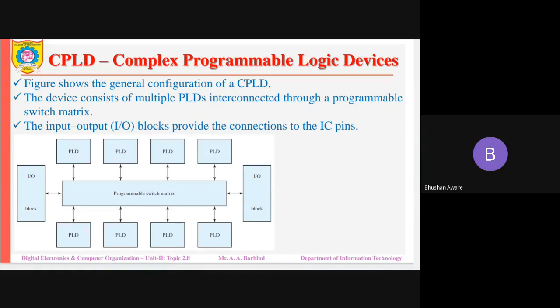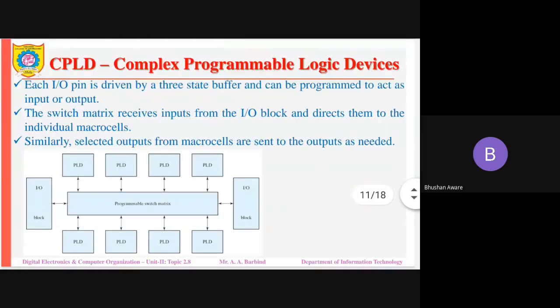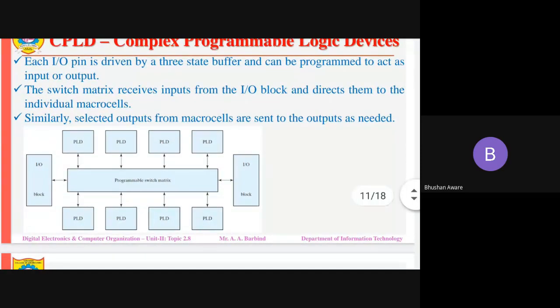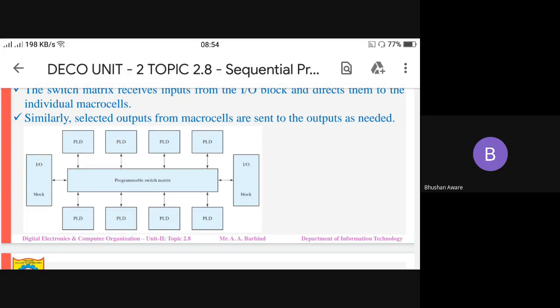Okay, so you will be able to program this CPLD. Each feature of this CPLD: each IO pin is driven by a three-state buffer and can be programmed to act either as input or output. So this IC will have pins which you can program either for input or output. The switch matrix receives input from the IO block and directs them to the individual microcells. The microcells, as you are aware, are part of the PLDs.